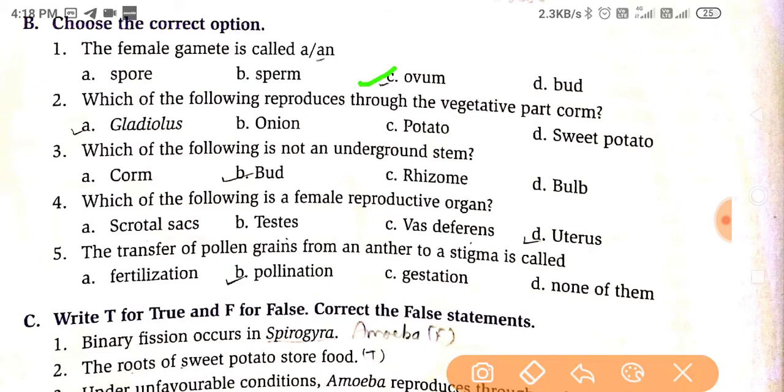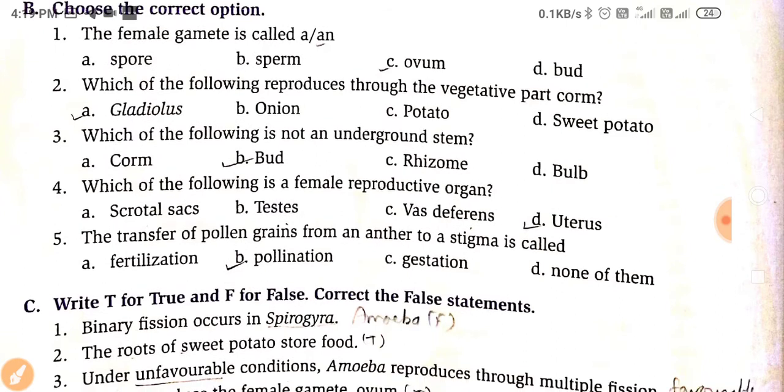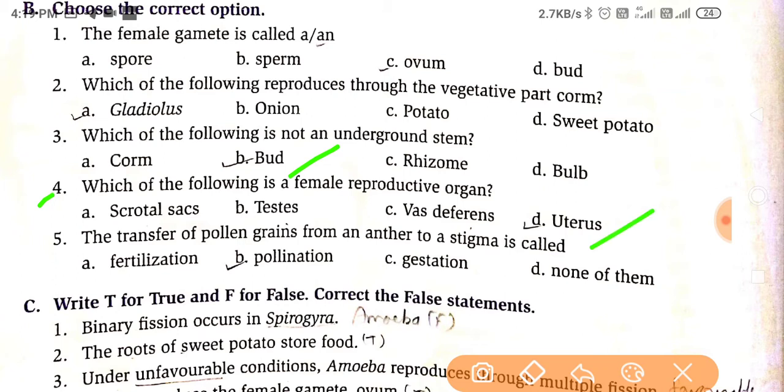Next is, which of the following reproduces through the vegetative part, corm? The right answer is gladiolus. Onion is bulb shaped, and potato is by stem. Next is, which of the following is not an underground stem? It's bud. You already know that it is an early condition of becoming a flower. Which of the following is a female reproductive organ? Uterus is the right answer.